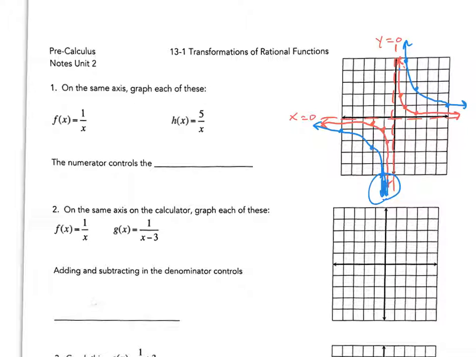So based on these two graphs, what do you think the numerator controls? The numerator controls the vertical stretch. This is very similar to when we would have a number out in front of the parentheses. The number is not touching the letter x. Just so you know, we will not have a vertical shrink. So we're not even going to have to worry about that. That's not going to be a thing for us.